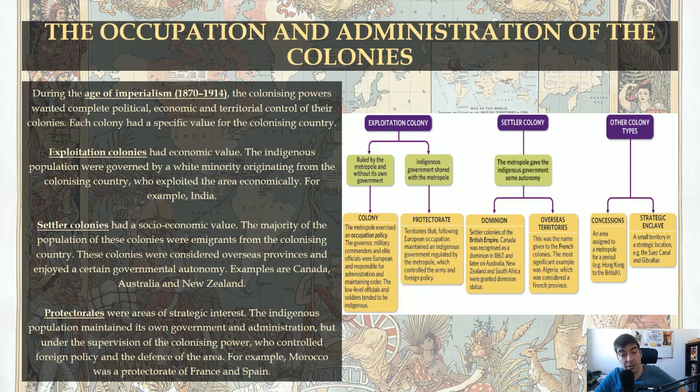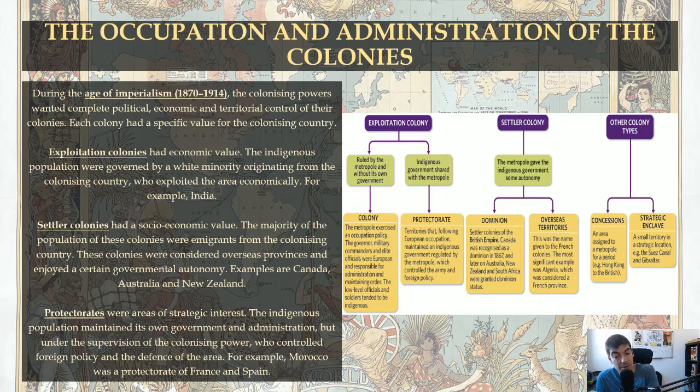Then we have settler colonies, which had socio-economic value. They have economic value but also social value. The majority of the population in these colonies were emigrants from the colonizing country. So since most of the society was the same as in the metropole, they enjoyed certain governmental autonomy. For example, the dominions in the British Empire: Canada, Australia and New Zealand.